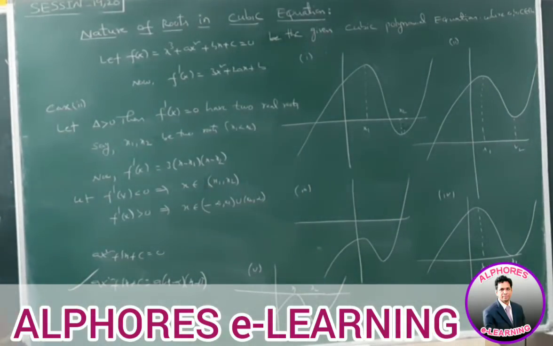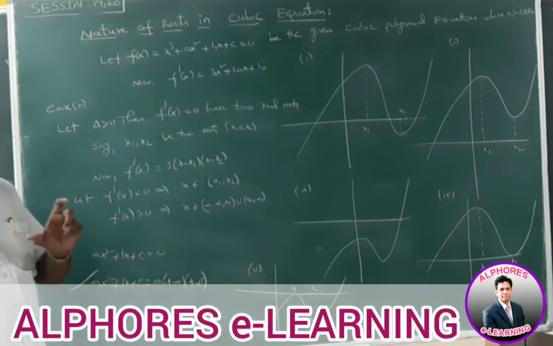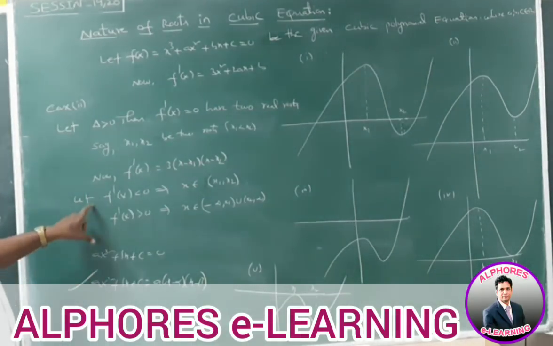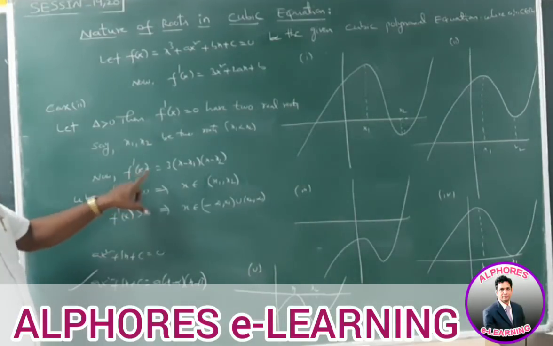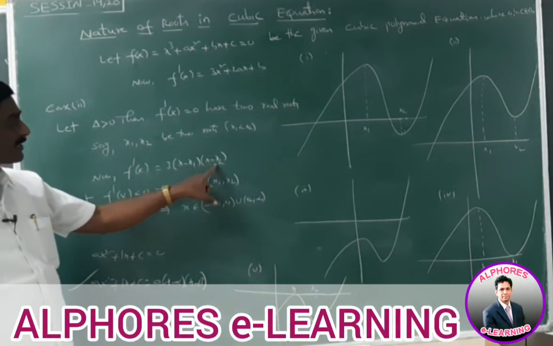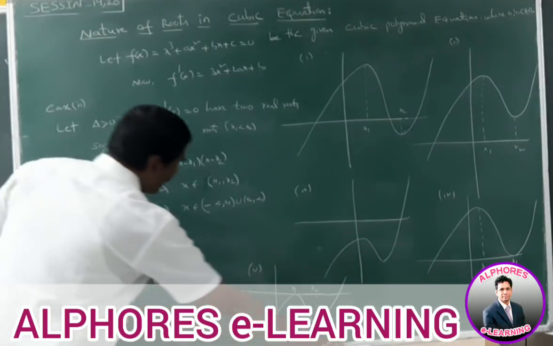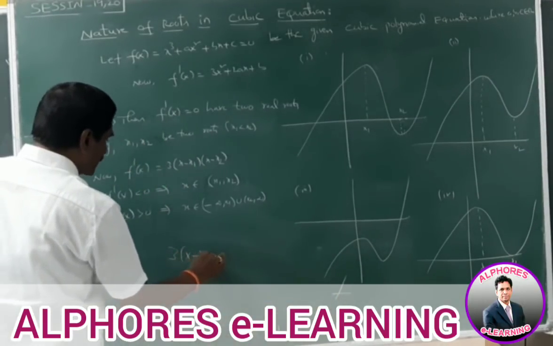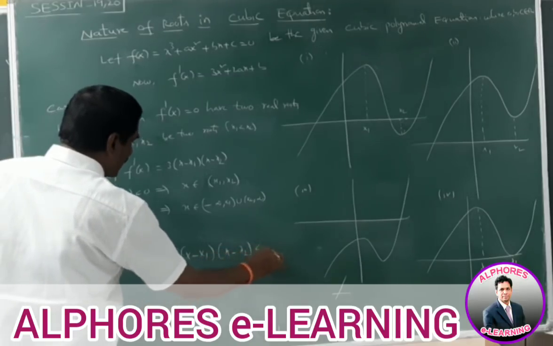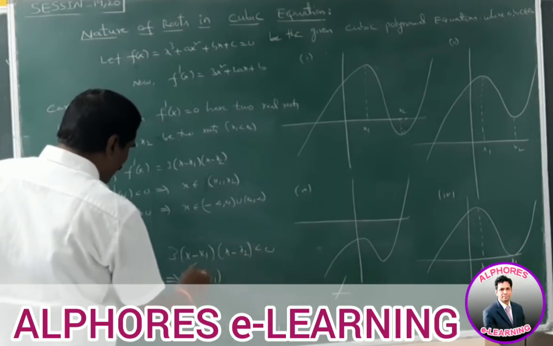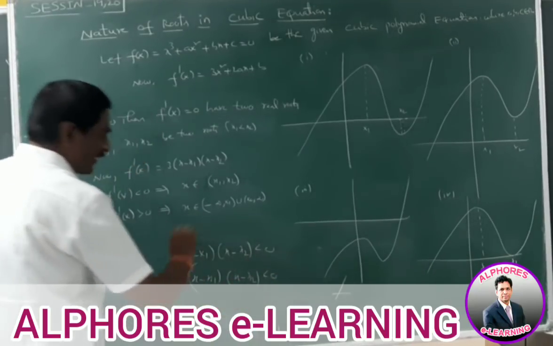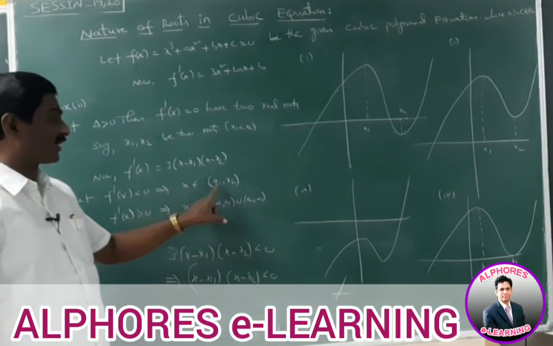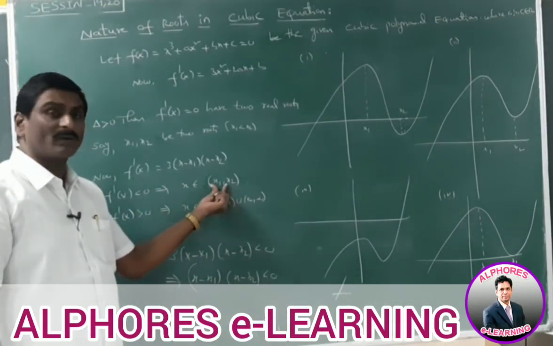Next, suppose the function is increasing, f dash x is greater than 0. For decreasing, f dash x is less than 0. Let f dash x be less than 0. F dash x means 3 into x minus x1 into x minus x2 less than 0. That means x minus x1 into x minus x2 is less than 0. If x minus alpha into x minus beta is less than 0, x belongs to alpha to beta. That means x lies in the interval x1, x2.